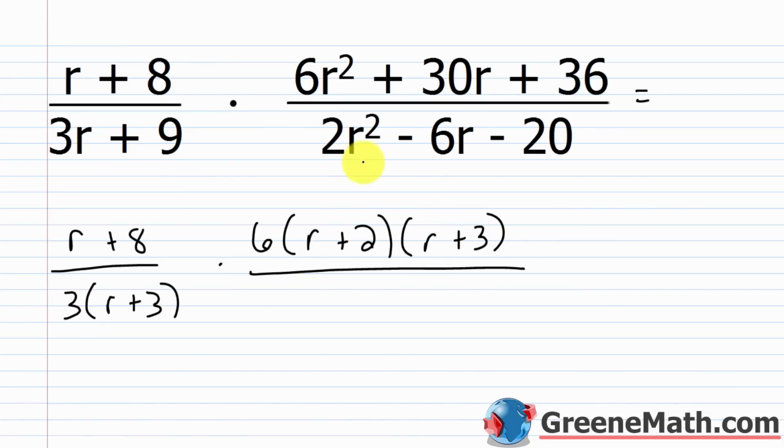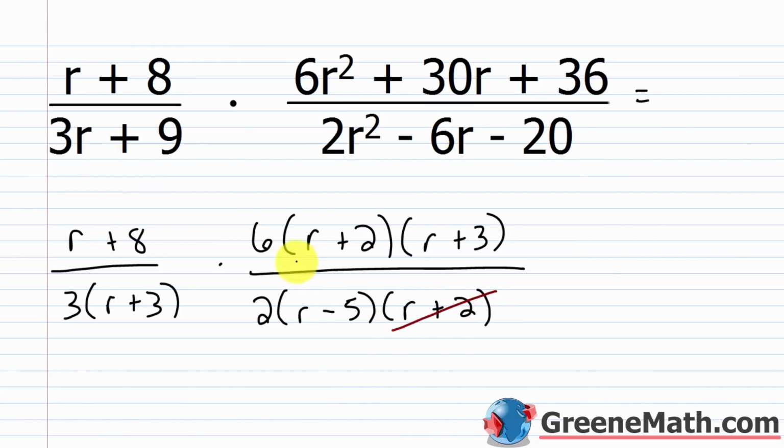And then down here, I can pull out a 2, and I would have r squared minus 3r minus 10. So give me two integers whose sum is negative 3 and whose product is negative 10. You can go with negative 5 and positive 2. So it would be r minus 5, that quantity, times r plus 2. Okay, so let's see what we can cancel here before we multiply.